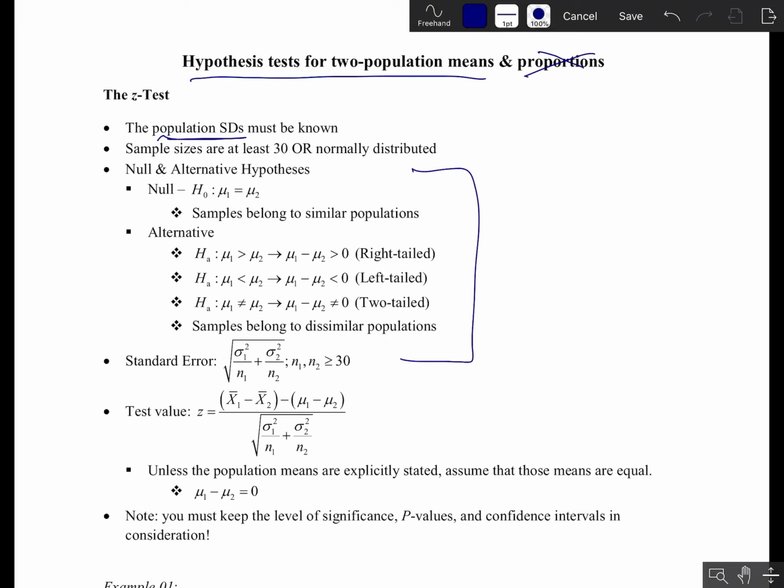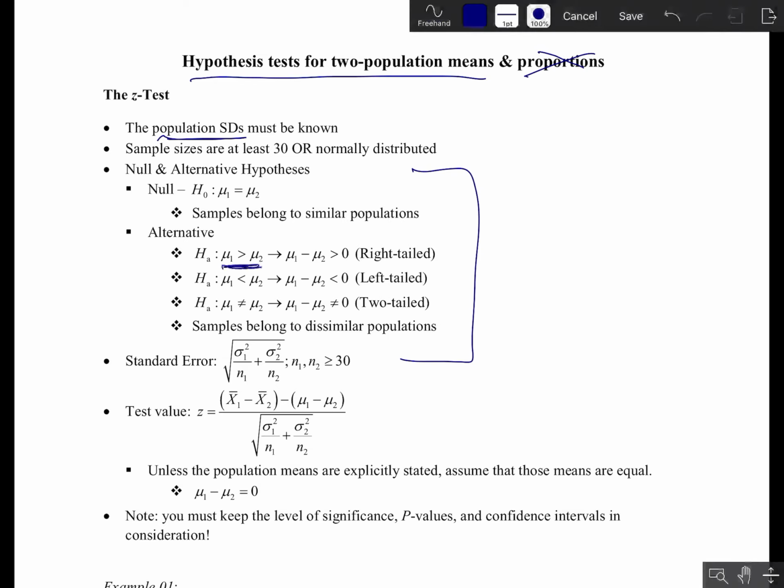And like I mentioned in the previous video, here's what our null and alternative hypotheses are going to look like. Our null hypothesis is just going to be that mu1 is equal to mu2. And then our alternative hypothesis depends on the problem setup, but it's either going to be that we expect the first mean to be bigger than the second mean, or we expect the opposite, or we expect them to just be unequal.